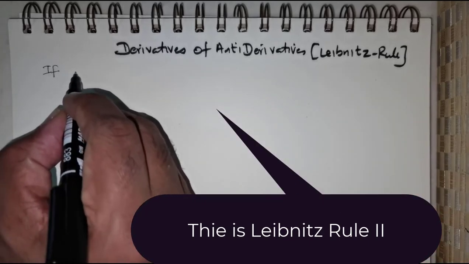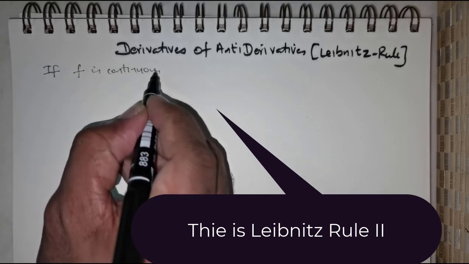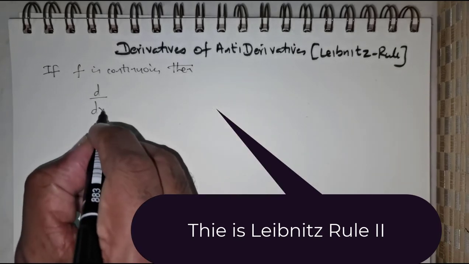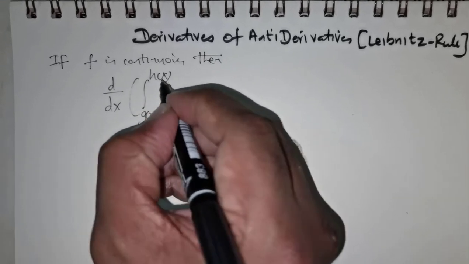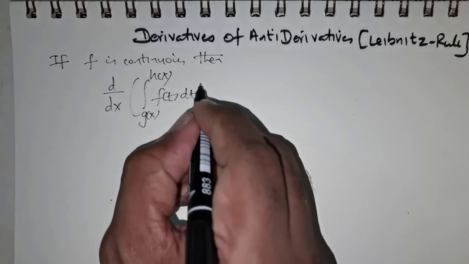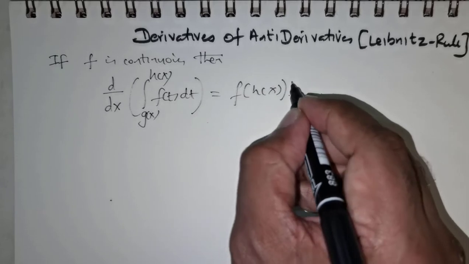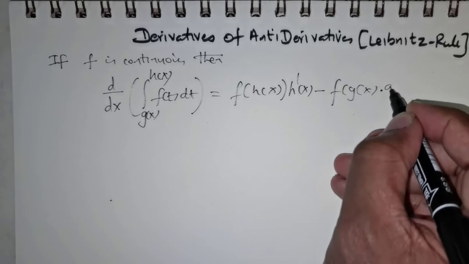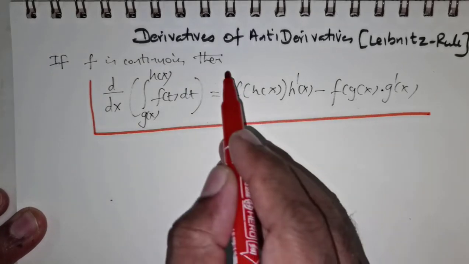So the formula is stated as follows: if f is continuous, then d over dx of integral g of x to h of x f of t times dt is equal to f of h of x times h dash of x negative f of g of x times g dash of x. So this is the all important formula we will be using in this chapter.